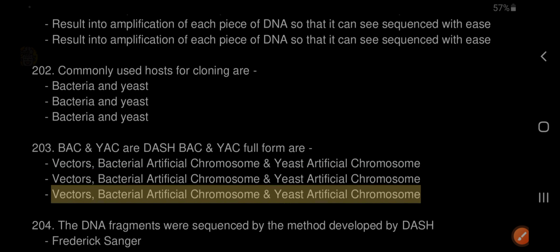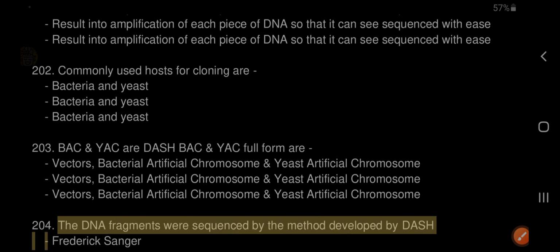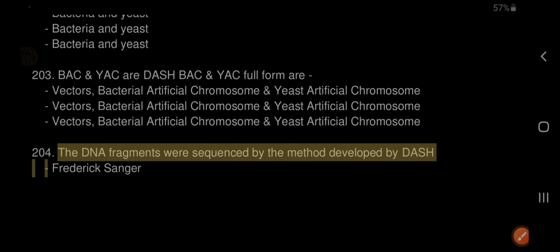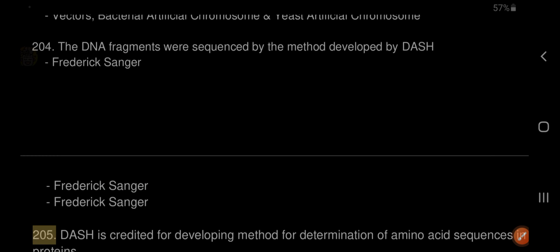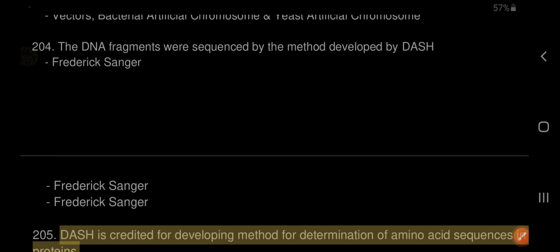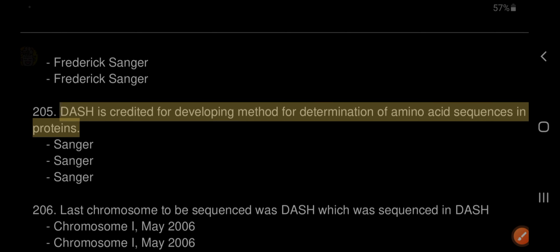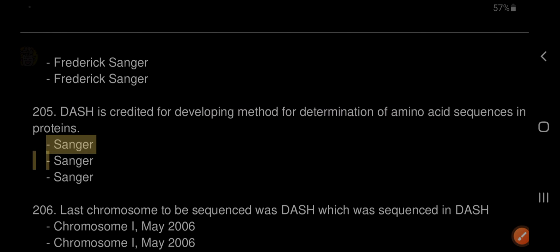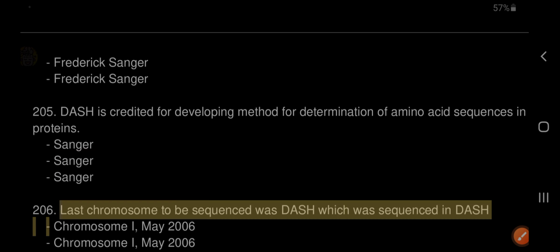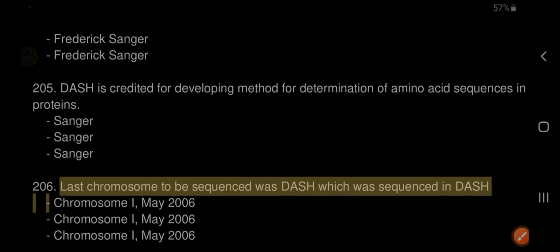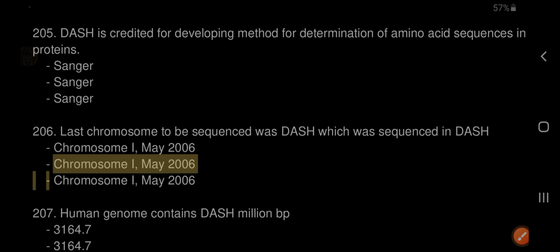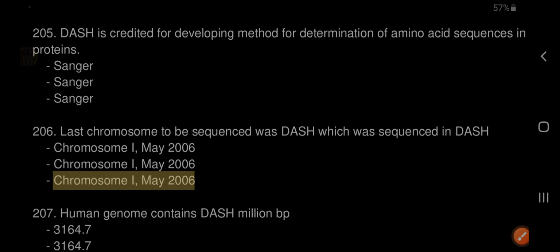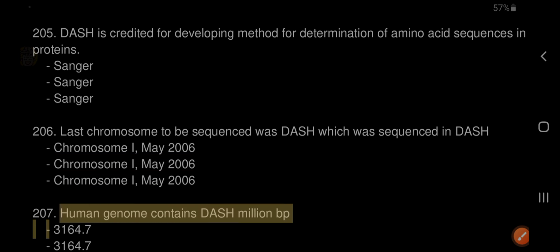204. The DNA fragments were sequenced by the method developed by Frederick Sanger. 205. Sanger is credited for developing the method for determination of amino acid sequences in proteins. 206. The last chromosome to be sequenced was chromosome 1, which was sequenced in May 2006. 207. Human genome contains how many million bp?